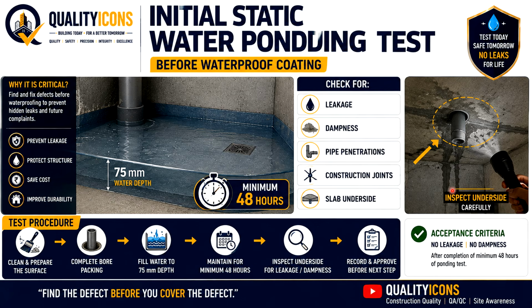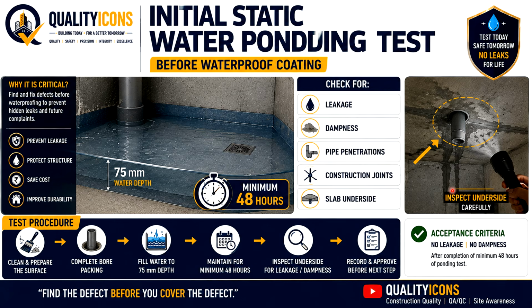Now we come to one of the most important QAQC checkpoints, the initial static water bonding test. Importantly, this test is conducted before waterproofing coating. As per the methodology presented here, water is maintained at approximately 75 depth for a minimum of 48 hours. During this period, we inspect for leakage and dampness. We should pay particular attention to pipe penetration, construction joints, and the slab underside.